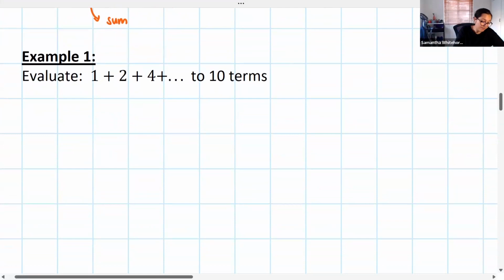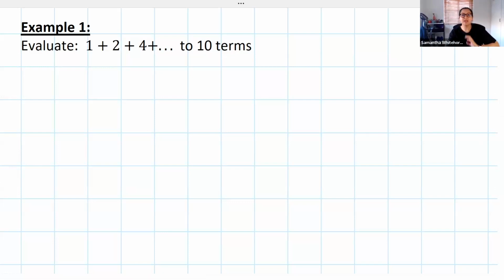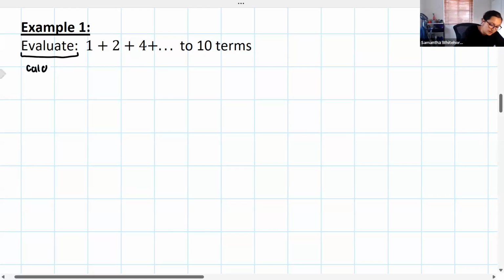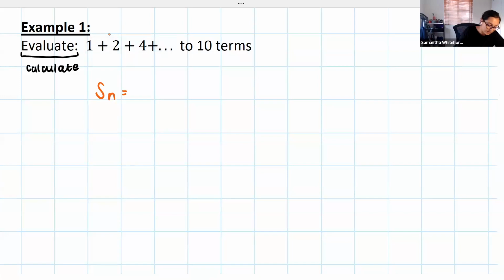Right, let's have a look at example 1. We have: evaluate 1 plus 2 plus 4 plus etc. to 10 terms. So firstly, when it says evaluate, this isn't anything that we need to stress over. It's basically just saying calculate the sum, or calculate the value of. So evaluate 1 plus 2 plus 4 plus etc. means find the sum of this geometric series to 10 terms. Okay, so that means we're going to have to use the formula that I've just mentioned to you, and I'm going to write it down a few times, so it's going to eventually stick in your heads.